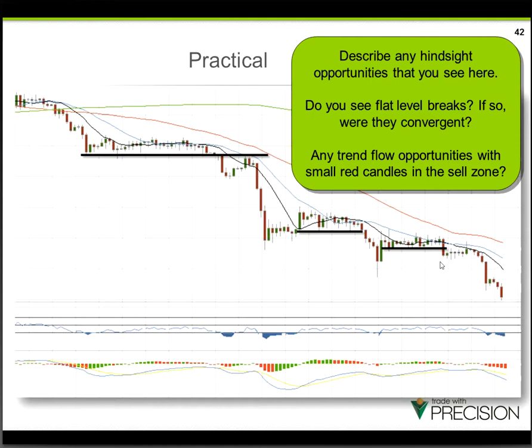So there were 5 trend flow setup candles in this chart, just ahead of the breakout levels, and even this last one, we had a nice trend flow candle set up right there. Once we took the break of the low of that candle, we had a nice fall off.